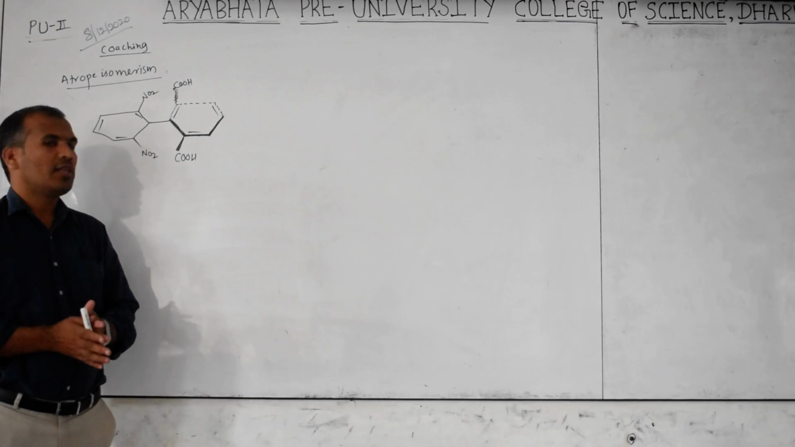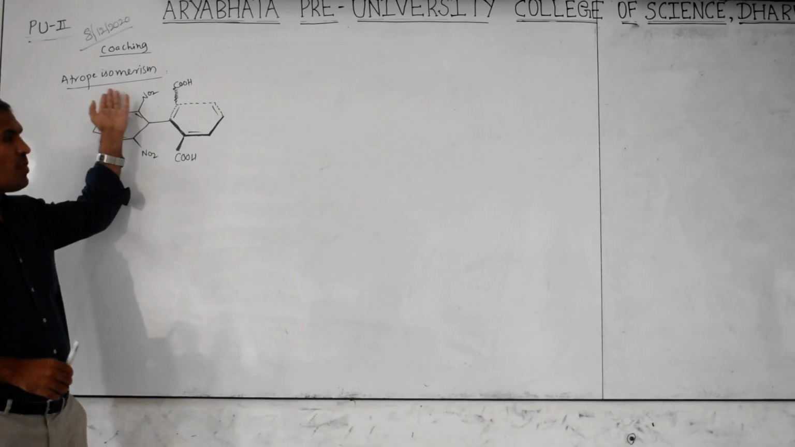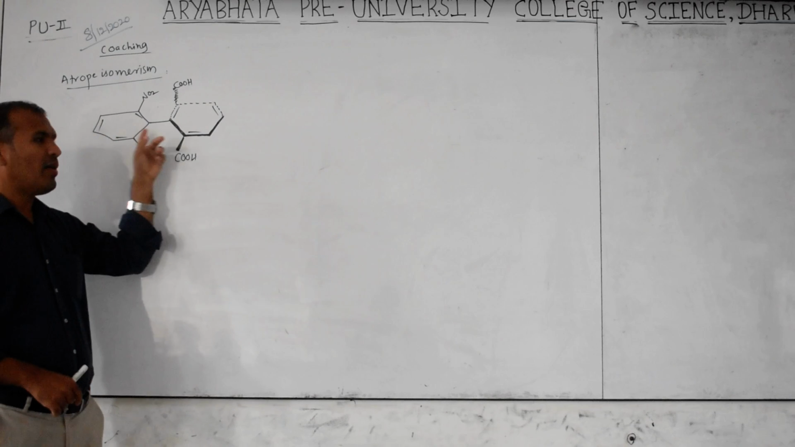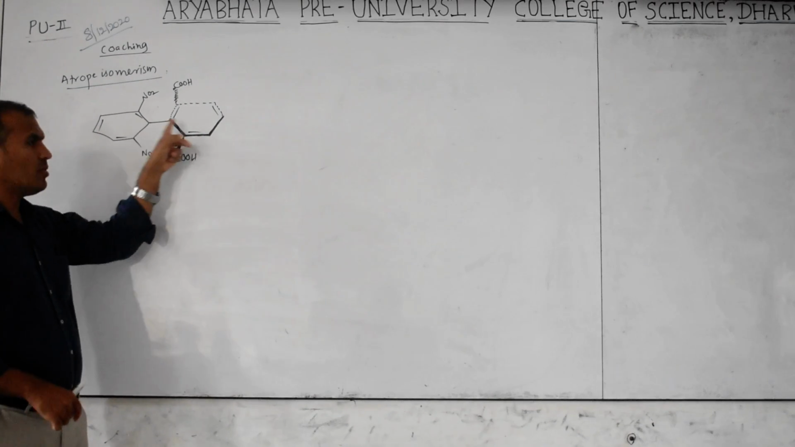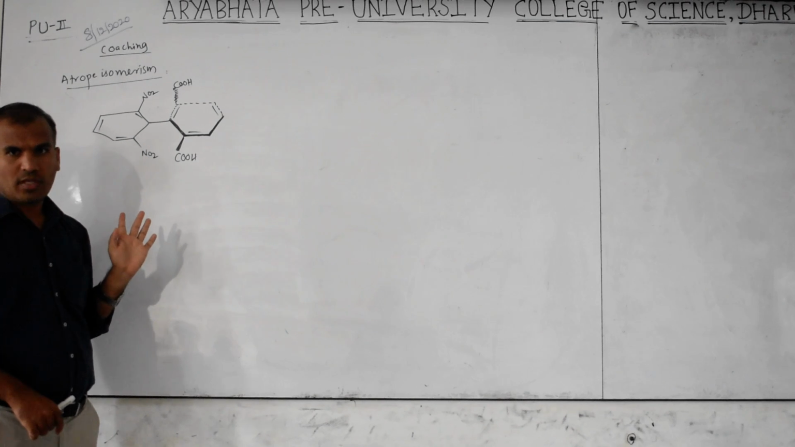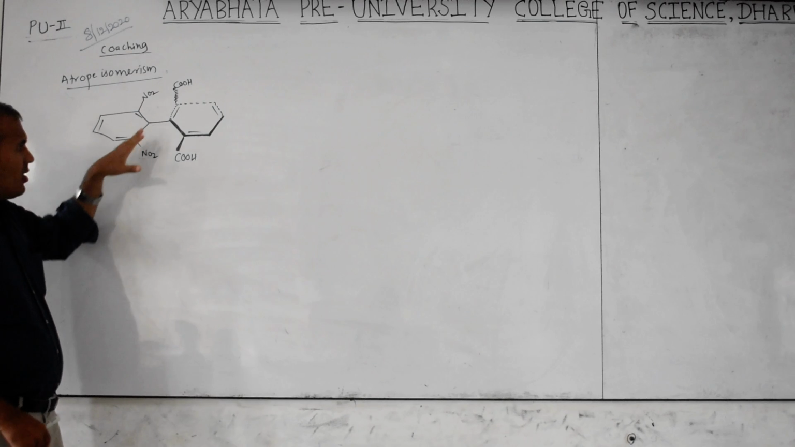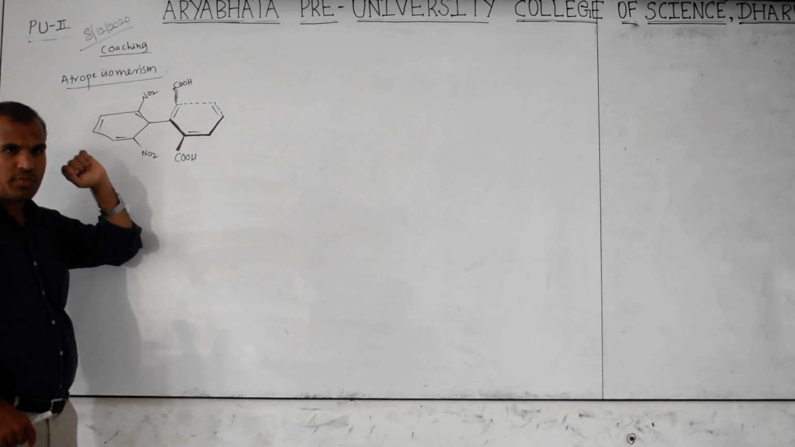In the previous class I discussed about the allenes. Now, optical isomerism. This is a biphenyl system. Two benzene rings are there, and all these substituents are present. Clear? So here an NO2 group is there. This is a COOH group.